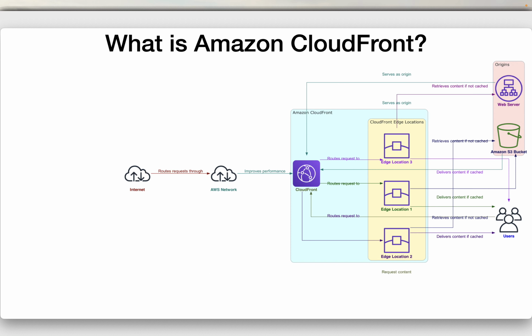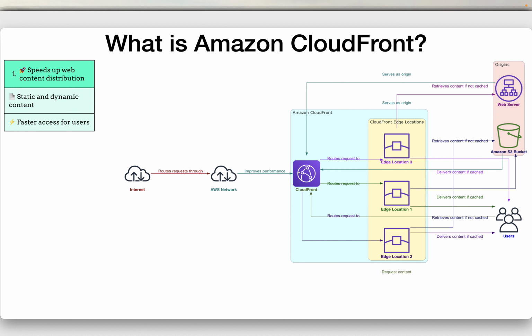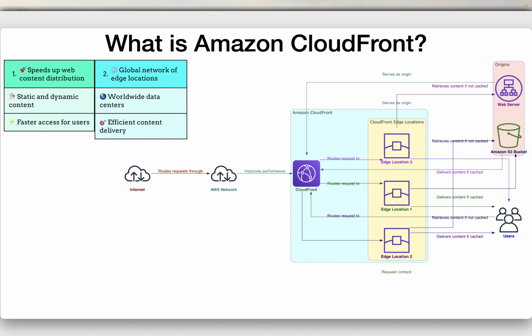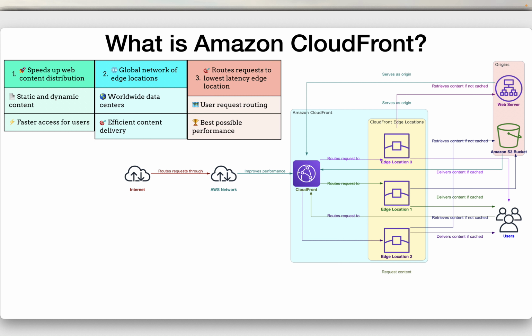So first one, what is Amazon CloudFront? CloudFront accelerates the delivery of various web content types including .html, .css, .js and image files, ensuring faster access for users. CloudFront leverages a worldwide network of data centers called edge locations to deliver content efficiently. When a user requests content served by CloudFront, the request is routed to the edge location that offers the lowest latency, ensuring the best possible performance.